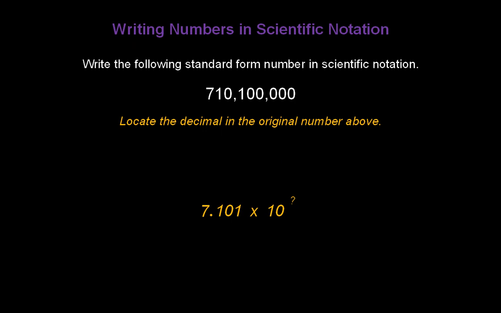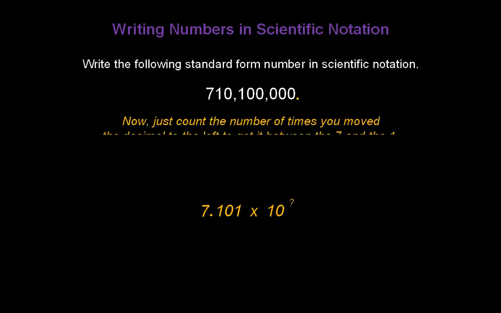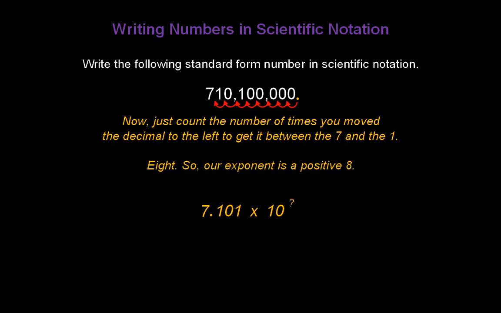Locate the decimal in the original number above. Now remember, we don't see one, but every number has a decimal. If you don't see one, it goes where? That's right, at the end of the number. Place it there. Now just count the number of times you move the decimal to the left to get it between the 7 and the 1. 1, 2, 3, 4, 5, 6, 7, 8. 8 times. So our exponent is a positive 8. The answer to the problem then is 7.101 times 10 to the 8th.